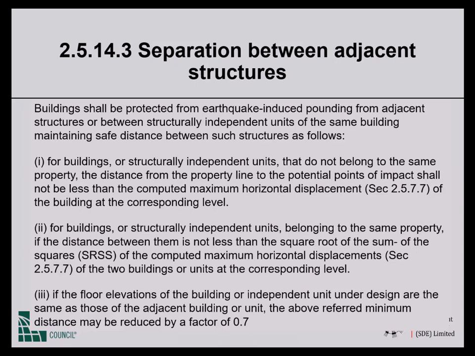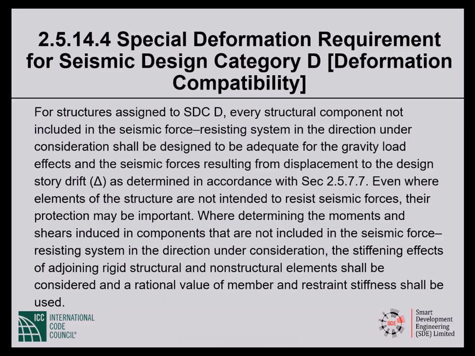Finally, this is not in ASCE 7, item number 3, which is, I think, a very good thing that BNBC has added. If floor elevations of the buildings or independent unit under design are the same as those of the adjacent building or unit, the above referred minimum distance may be reduced by a factor of 0.7. So if the floors of two adjacent buildings are aligned, then we would allow a 30% reduction in the separation distance. Yeah. That is a very sensible thing.